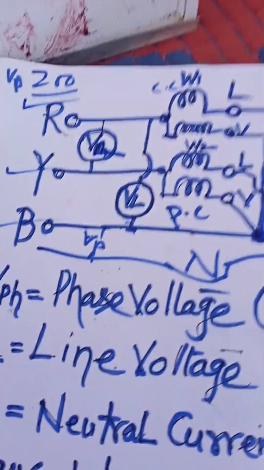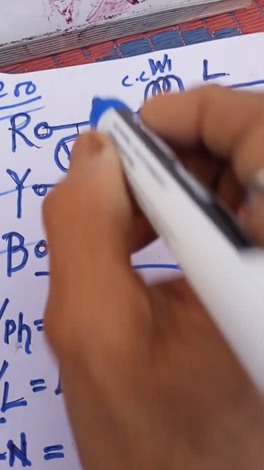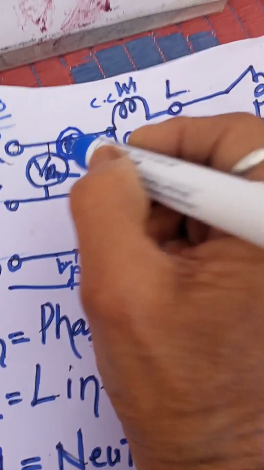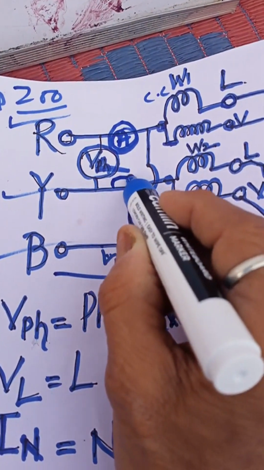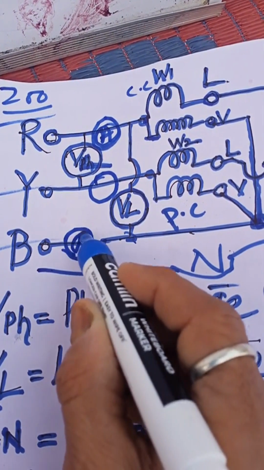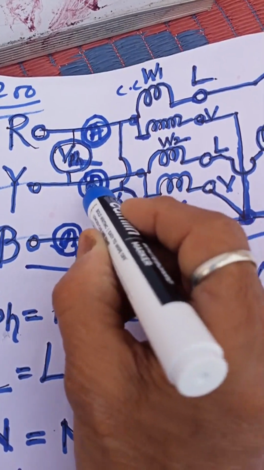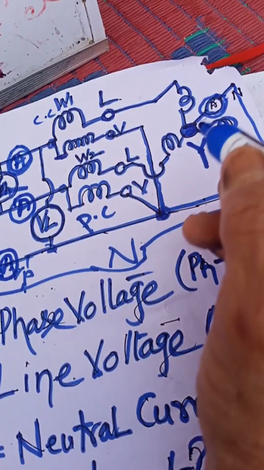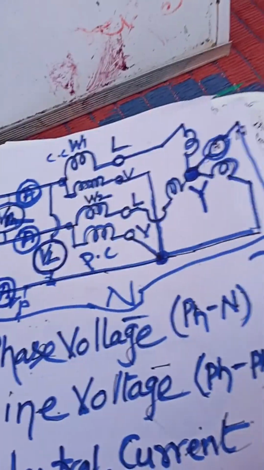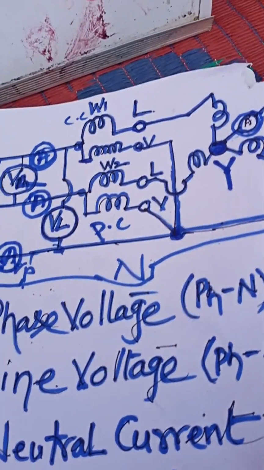In the 2 wattmeter method, you have to measure the current on the R phase. How will you connect it here? This is the R phase. Here you connect 1 ammeter, on the Y phase another ammeter, and on the B phase another ammeter, and on the neutral side also another ammeter. So we require 4 ammeters. If it is an unbalanced load or balanced load, we require only 3 ammeters.